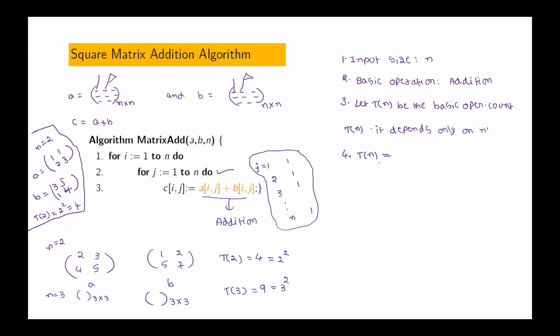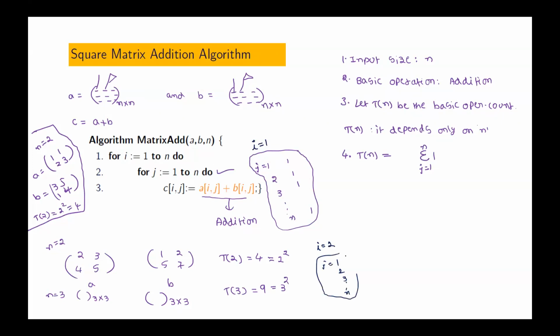For each value of j from 1 to n, it is performed one time. But this entire j equal to 1 to n is performed for each value of i. When i equal to 1, this entire operation is performed or not? Similarly, when i equal to 2, j equal to 1 is performed, 2 is performed, 3 and so on up to n is performed.